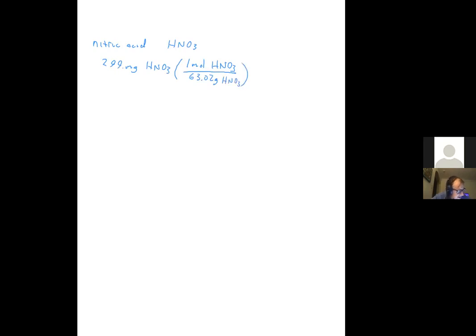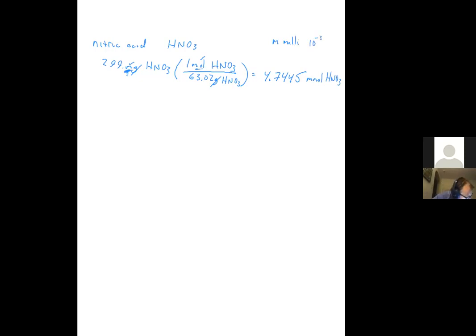Divide by the molar mass. Now look at the way I did this. I have milligrams here. So here's what's going to happen. The grams are going to cancel. You're going to have moles here, and then you're still going to have milli. So 299 divided by 63.02 is 4.7445. I'm keeping a couple of extra significant digits for this intermediate step. You're going to have a milli there. So don't forget the milli, and then you got moles. You have millimoles. Remember, milli is 10 to the minus 3.